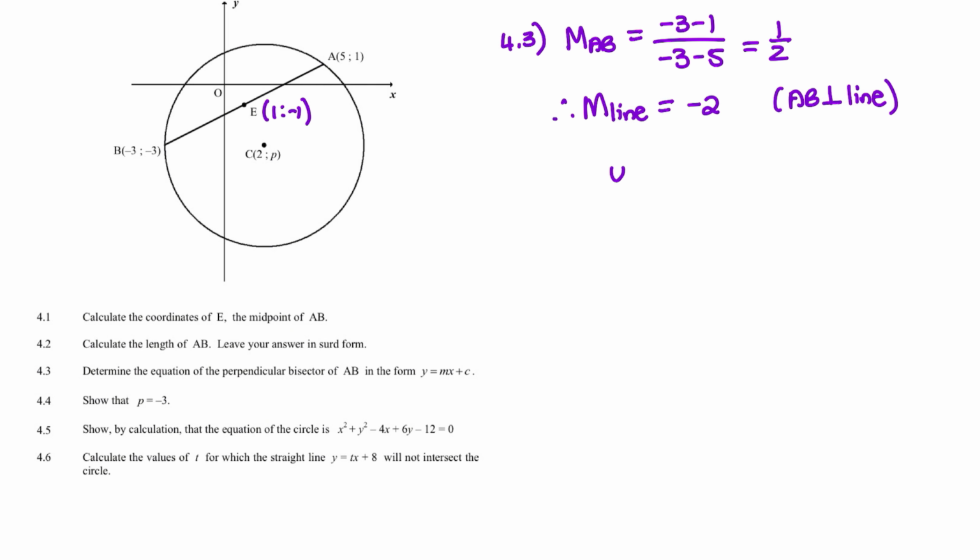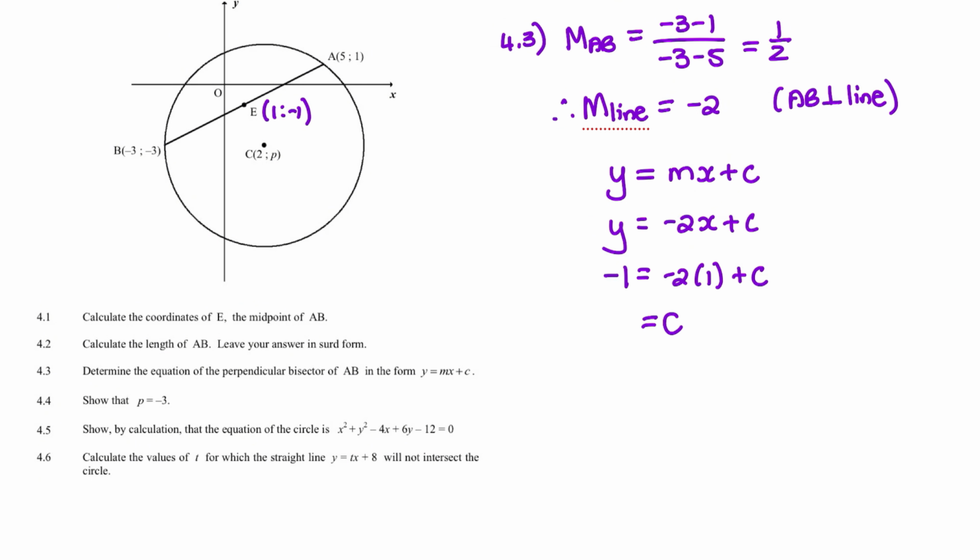So for the equation of the line, we have y is equal to mx plus c. We have the gradient of -2. And in order to find the y-intercept, we can substitute a point on that line. So y is -1, x is 1, and therefore the y-intercept would be +1. So I move the -2 to the right-hand side, and that becomes 2 minus 1, which is 1. So therefore, the equation of the perpendicular bisector is y equals -2x plus 1.